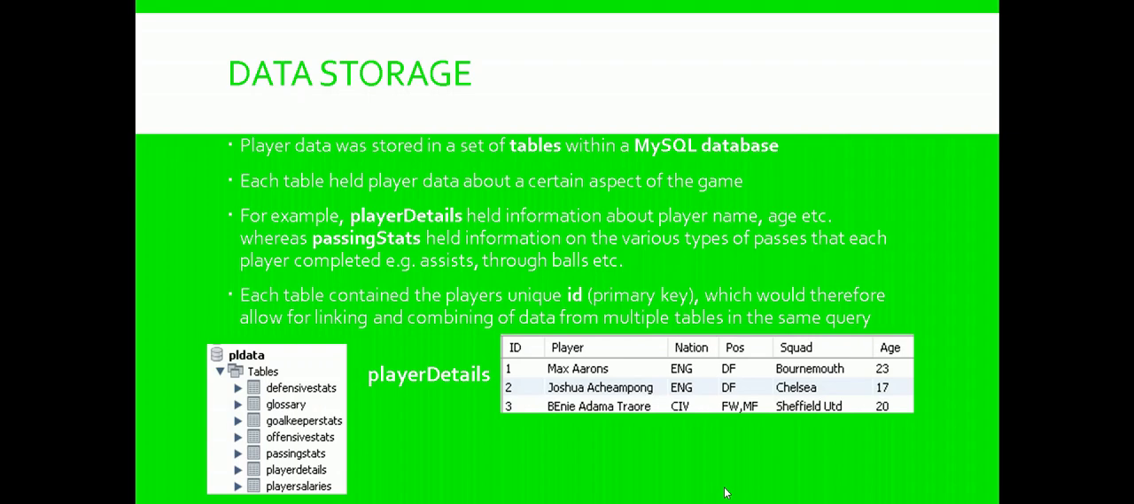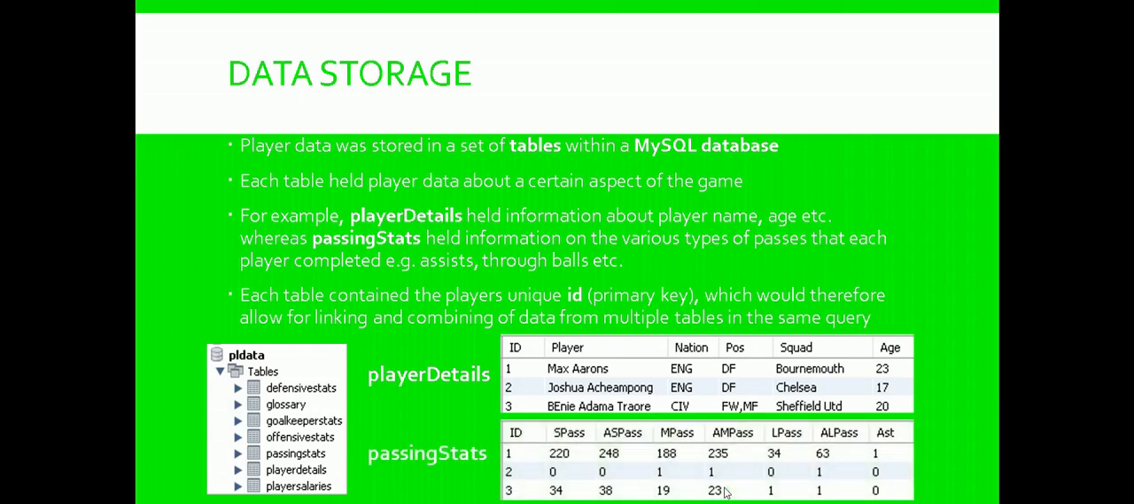This was all of the tables that we used. For example, defensive stats would be things like heading and tackling, whereas offensive stats would be things like goals and assists. We then used an ID for each player to uniquely identify them, and we would link tables together via this ID. So for example, I know that Max Aarons has an ID of 1, so if I'm looking at the player with an ID of 1, I know that Max Aarons has completed 220 short passes.